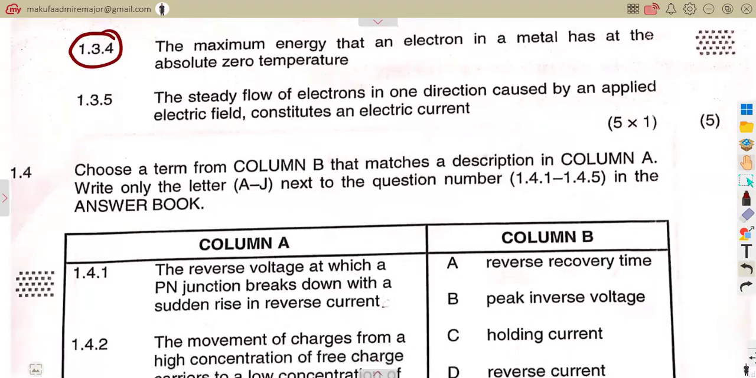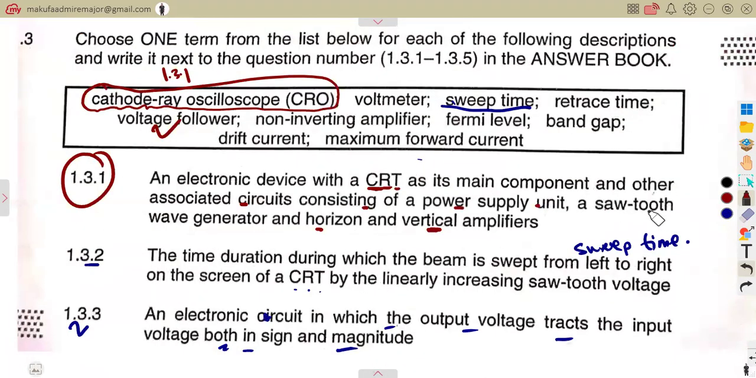Maximum energy that an electron in a metal has at absolute zero temperature. If it is at zero temperature, that is the Fermi level in this case. All right, so there we have got the Fermi level.